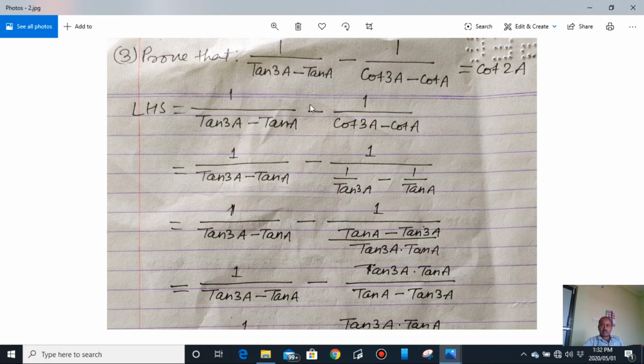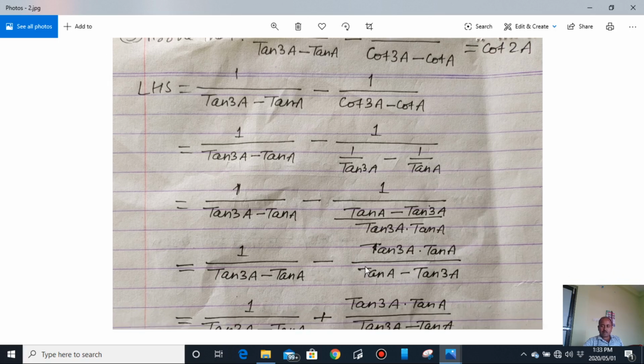First part no change. Second part, cot 3a as 1 by tan 3a and cot a as 1 by tan a. Now here also first part is the same, no change. Second part, 1 by, take LCM here in the denominator, tan 3a into tan a is the LCM. So it will be tan a minus tan 3a. So in the next step, 1, 2, 3 step fraction, the third step will jump to the numerator. It will become tan 3a into tan a upon tan a minus tan 3a.